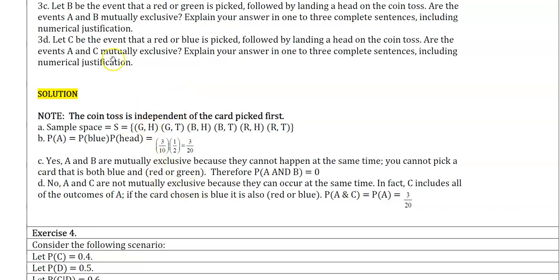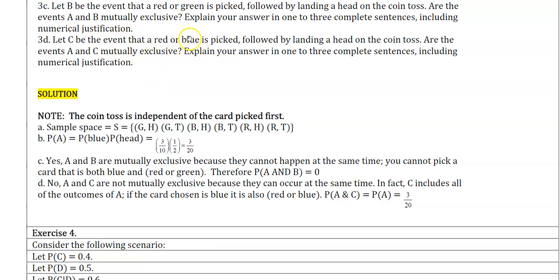Irrespective of what the coin toss is, you're never going to have an outcome falling in the set A and the set B, because the colors are different. So obviously you cannot pick a card that is both blue and then red or green. Okay, so therefore the 2 events are mutually exclusive, and we get a 0 for the probability of A and B. Okay. Now we'll assume that C is red or blue.